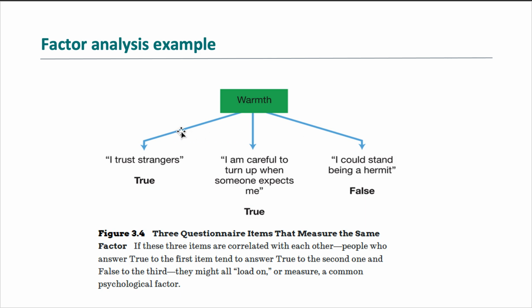So if a person is saying true to this question and true to this question, but false to this question, and these people that we've identified as warm are consistently answering true, true, false to these questions, then we can start to really get a sense of, oh, okay, if we see these patterns, it's a marker of, oh, this person is probably very warm. Yeah, so hopefully that makes sense.